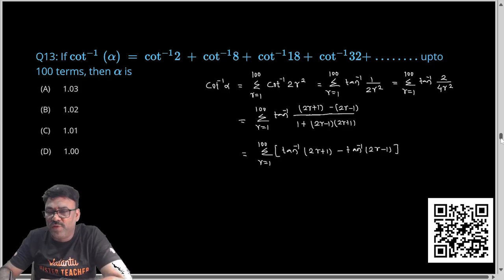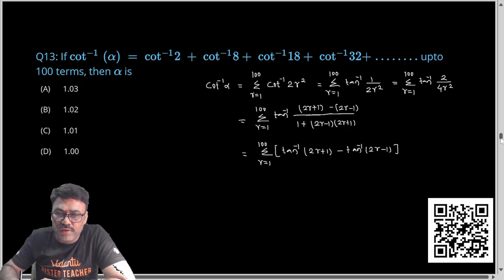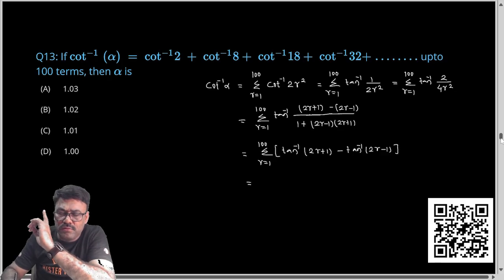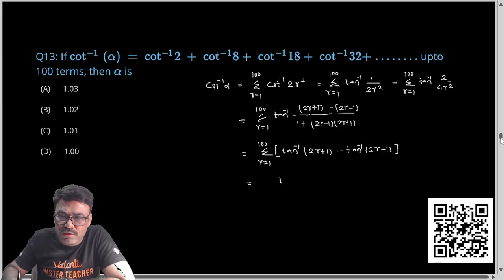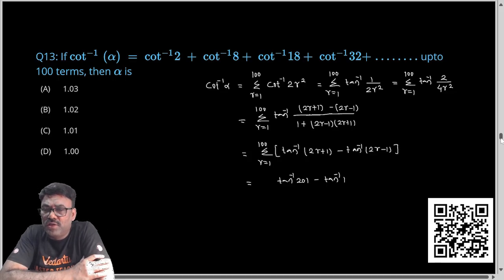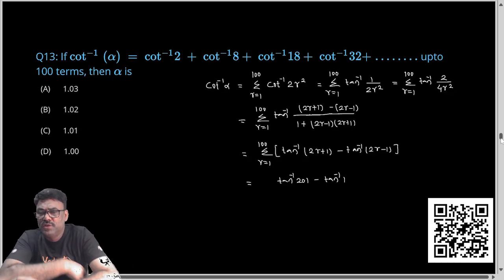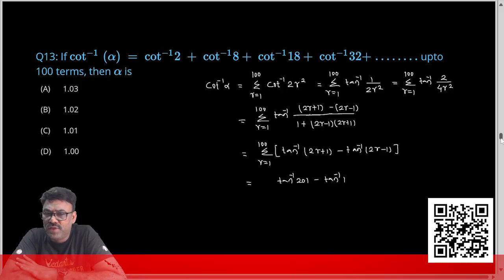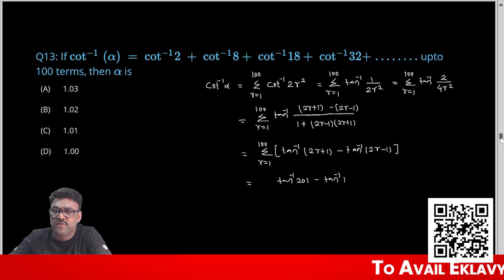Now it is a telescopic series. If you put r varying from 1 to 100, all the terms get cancelled. Only the last one and the first one remain. The last one, when you put r is equal to 100, the largest one, you will get tan inverse 201. And the first one is tan inverse 1. The remaining terms will get cancelled. Just put r is equal to 1 to 100 and add.